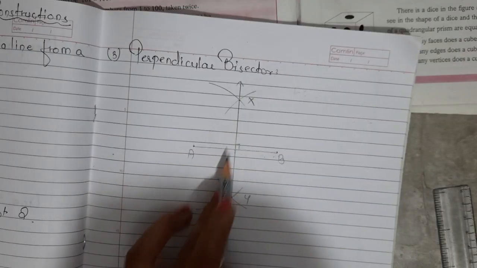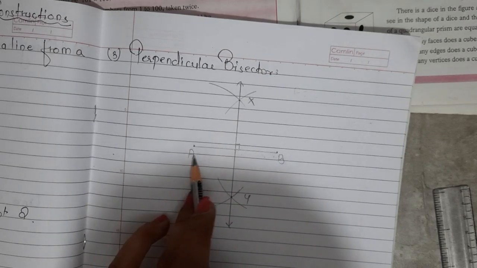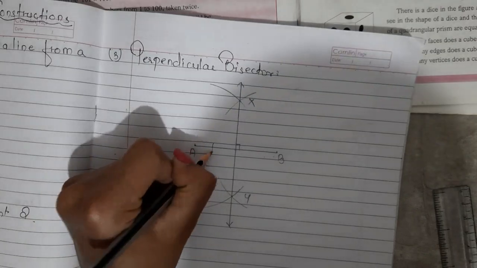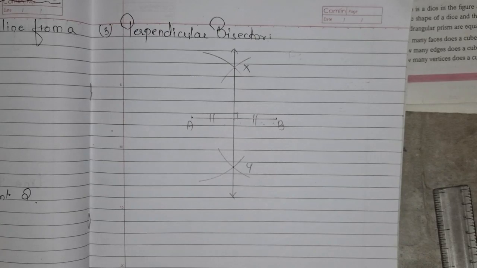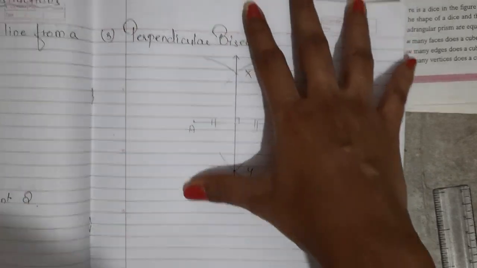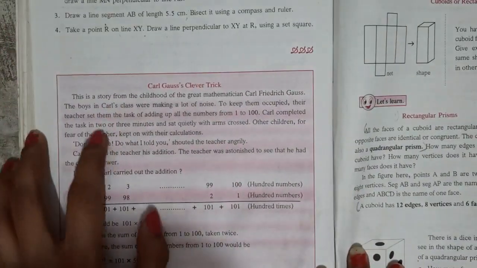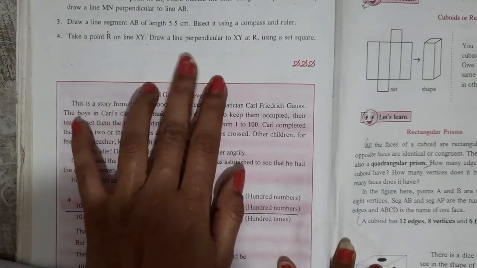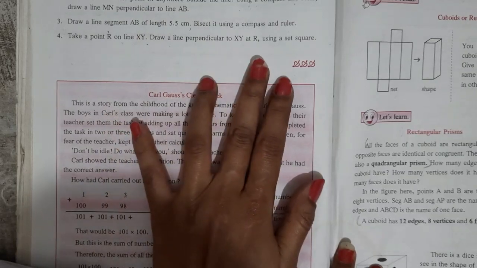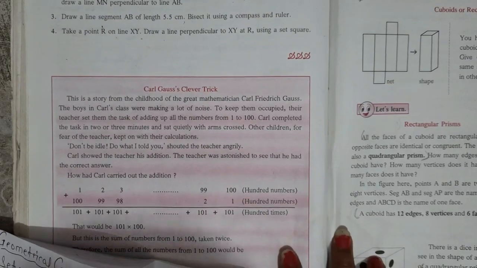Now this perpendicular bisector XY divides line AB into 2 equal parts. So these 2 parts will be equal. In this way you have to draw a perpendicular bisector. Now question number 4, let us read. Take a point R on the line XY. Draw a line perpendicular to XY at R using a set square. This question you can solve for your homework.